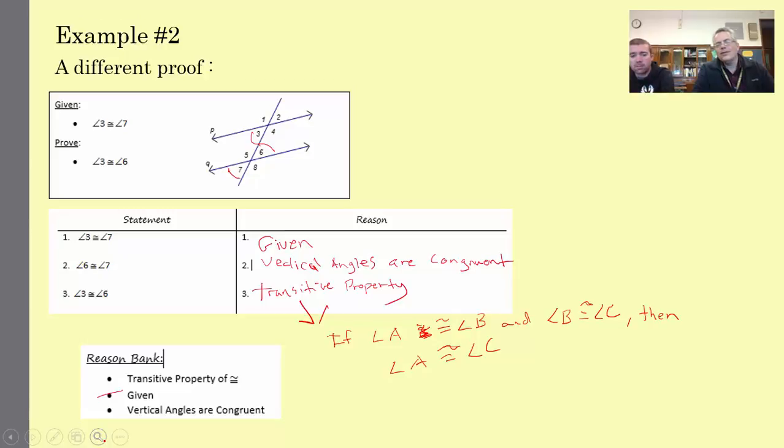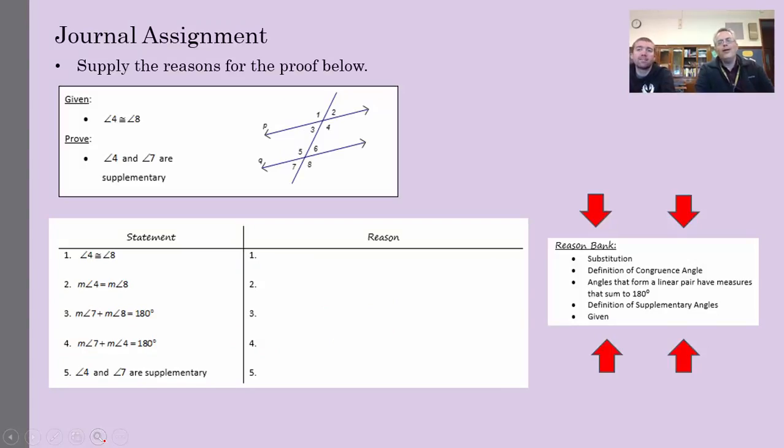Mr. Lewis, another great video, I would say. It always ends with the journal assignment. So here you go. Mr. Lewis, could you mark those angles? It says given, angles 4 and 8. Another pair of corresponding angles. So you're going to start by assuming that those are congruent, and you're going to follow the proof to show that 4 and 7 are supplementary. All the angles are in the reason bank. Good luck.